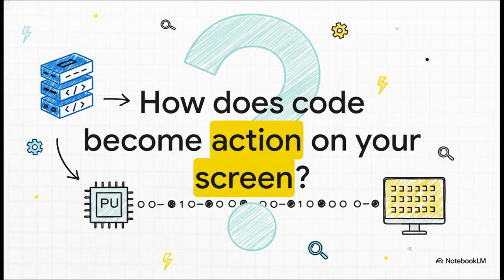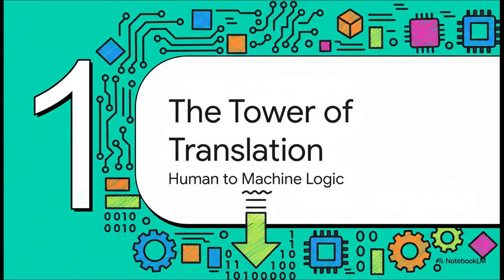So how does a simple line of code, something a person writes, become this complex action you see? I mean, it's a huge question, right? It's really the heart of all modern tech. Today, we're going to peel back all those layers and see how the magic actually works. All right, so let's get into it.